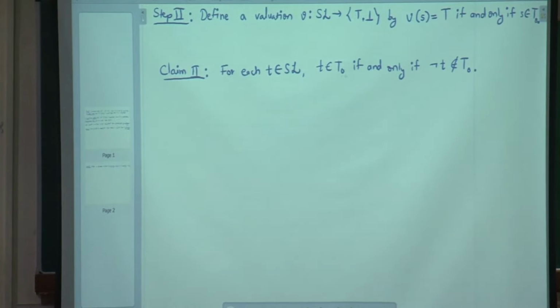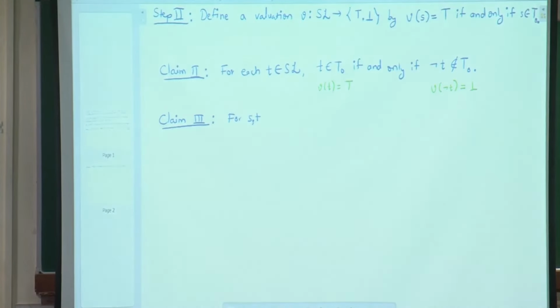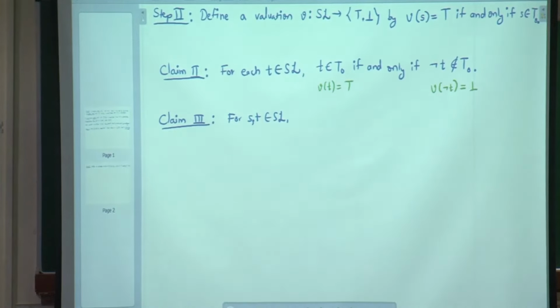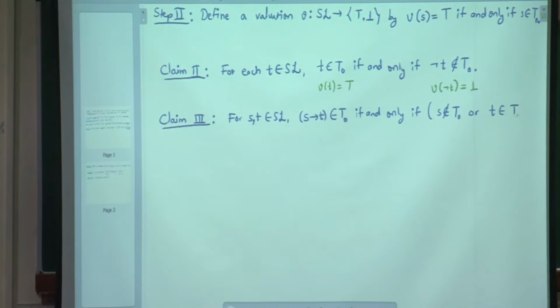Now quickly observe: T belongs to T naught. What does that mean according to the definition? V of T is true if and only if V of negation T is false. Okay. So now it makes sense, whatever we are doing. So this is just proving the thing for negation, and claim 3 would be: for S and T in SL, the formula S implies T is in T naught if and only if S doesn't belong to T naught or T belongs to T naught.